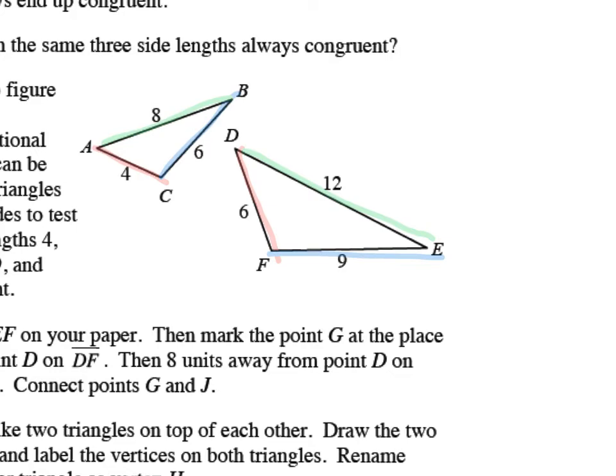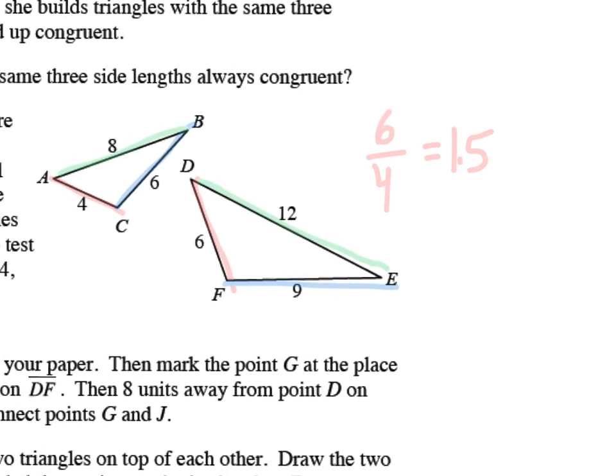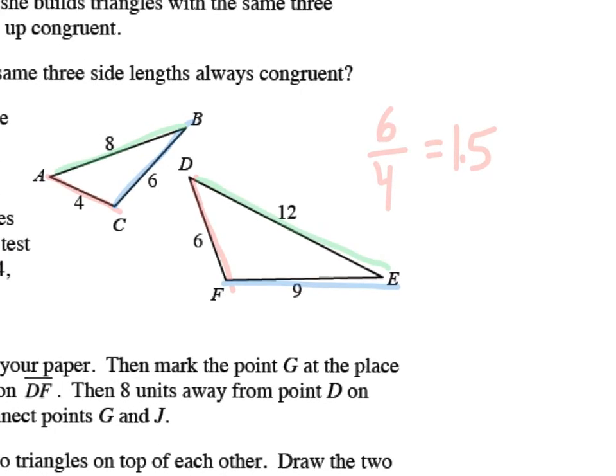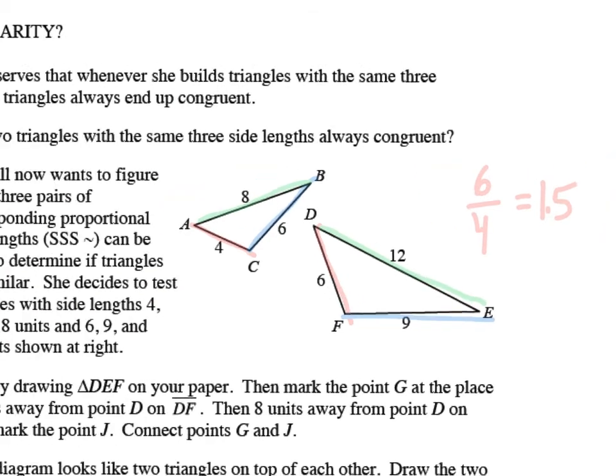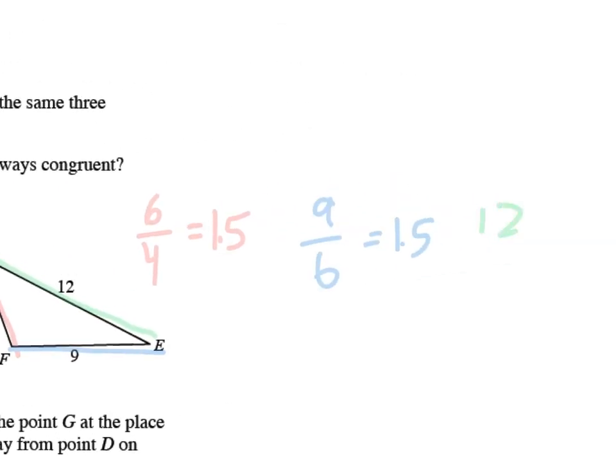I'm going to say side length 6 corresponded with 4, and that's the same thing as 1.5. And I also know the next set that I had was 9 over 6, and that's the same thing as 1.5. Okay, and then the last set of sides that I had were 12 and 8. 12 over 8, well, that's also 1.5.